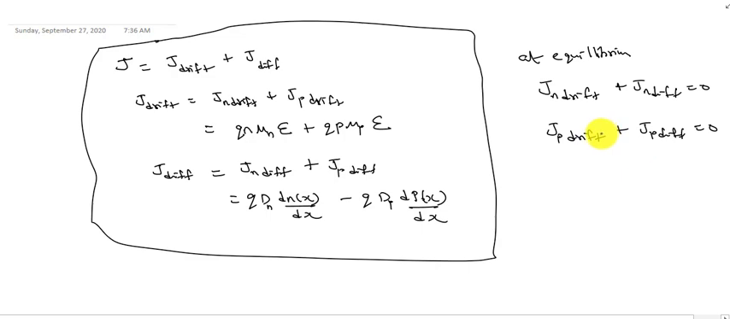So these are the different carrier transportation mechanisms in semiconductors: drift mechanism and diffusion mechanism.